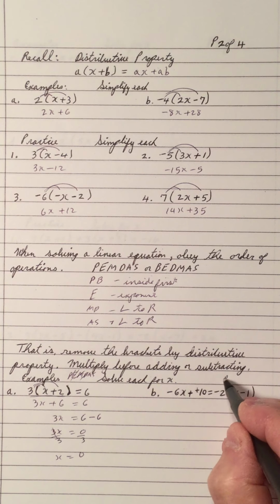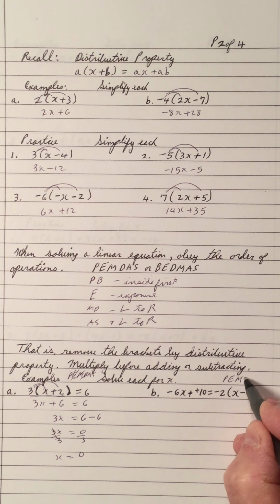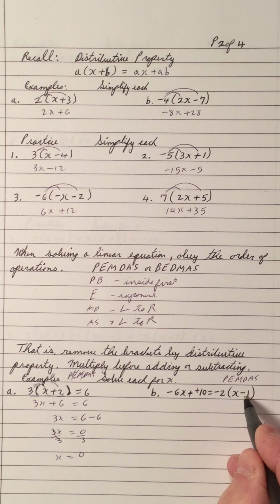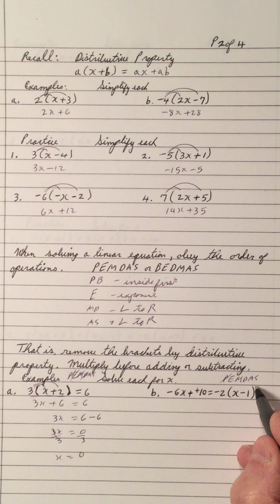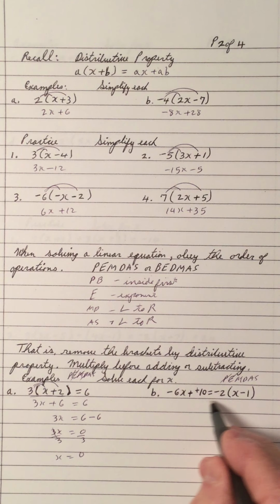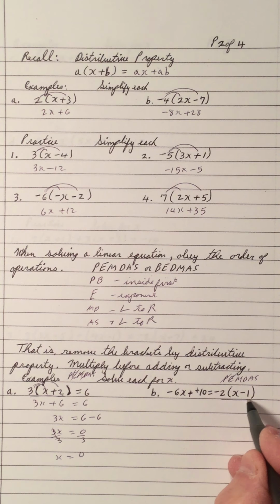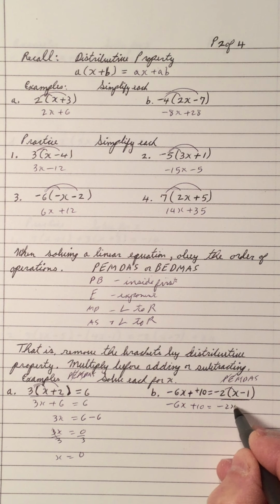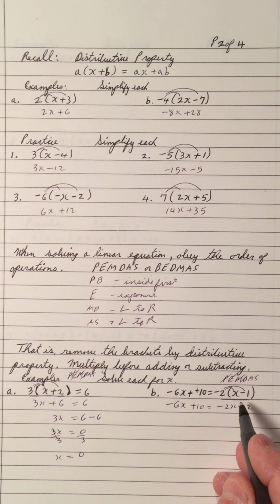And again, PEMDAS. We have x minus 1, can't simplify. There's no exponent at the top of the bracket, so that's done. And we have to multiply these two before we add these two. So negative 6x plus 10. Negative 2 times x, negative 2x. Negative 2 times negative 1 is 2. So the multiplication and division is done.